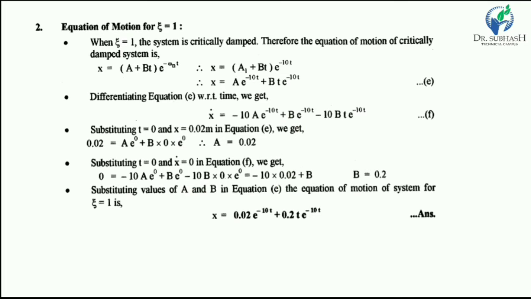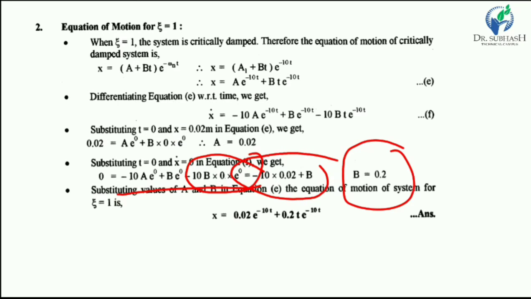Okay. Now all the boundary condition values are put in the velocity equation. So velocity at the initial point, t equal to 0, is 0. Now the right side values are put, and the b term is 0. Now this element of the equation is 0. Here put the value of a, and here b. So we find the value of b is 0.2.